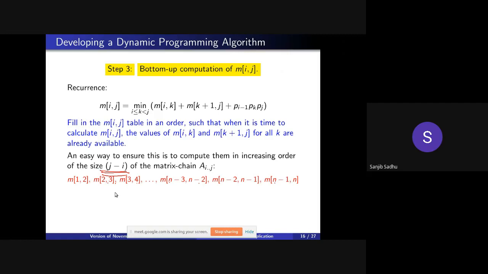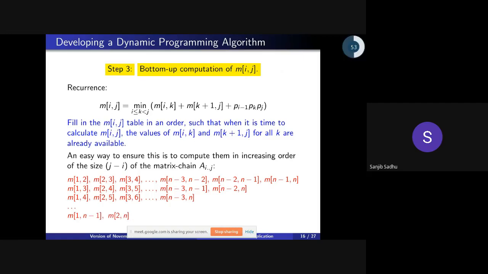So all the single-valued entries are computed first, then the difference should be 2, that means m1 3, m2 4, m3 5. You check, the difference is 2. Then 3: m1 4, m2 5, m3 6. And in this way finally you compute the size n minus 1, and then m1 n. I need this one, the minimum value to multiply the series of matrices from a1 to an.